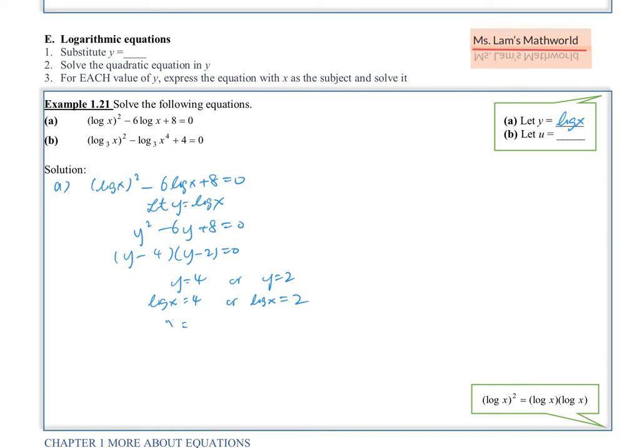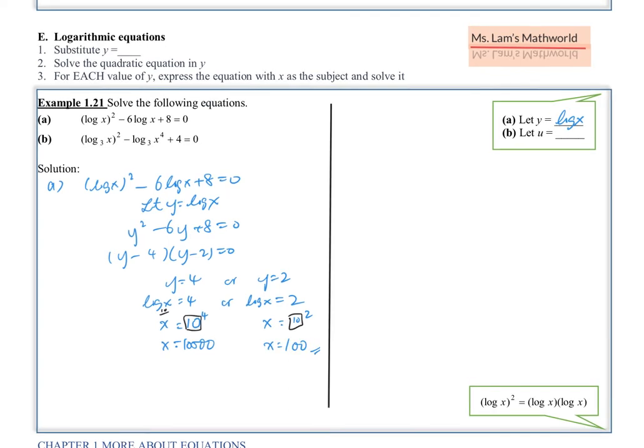So remember we can take shift log in this way. Shift log means you write on the base and copy the power. So this is base 10, base 10 and then square. If you don't understand, you may just use the shift log function on the calculator. So that means x equals 10,000 or 100. So part A, we handled the equation with base 10.